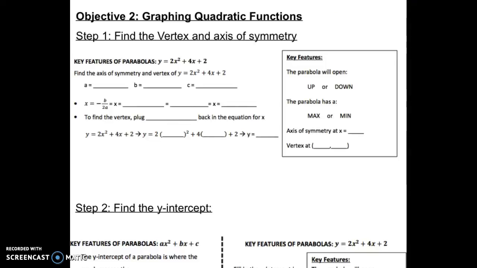Objective 2, graphing quadratic functions. So now it's time for you to graph a function if given the actual function. We're going to do this algebraically based off of this function given. Y equals 2x squared plus 4x plus 2.